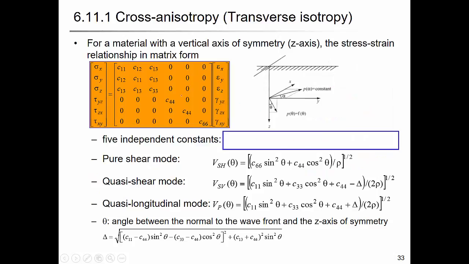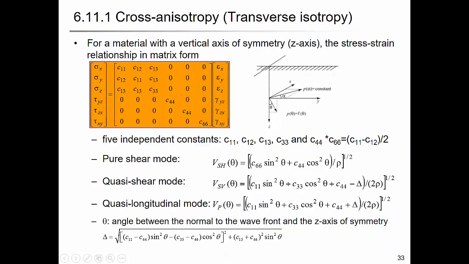Okay, in the cross-anisotropy, again it's the same. C11, C12, C13, and C33 and C44. I think this is the same as the previous stiffness matrix. And here, the equation is just an equation, and you need to look at this terminology.